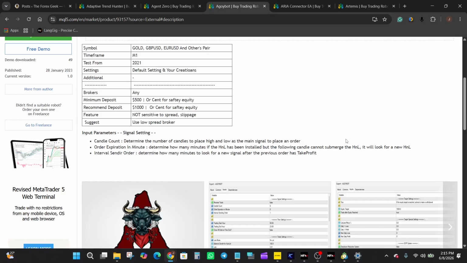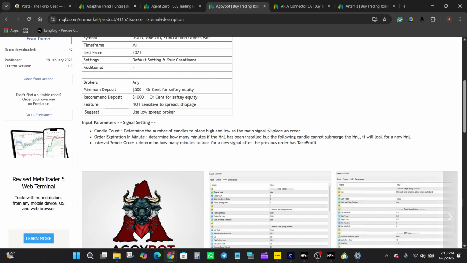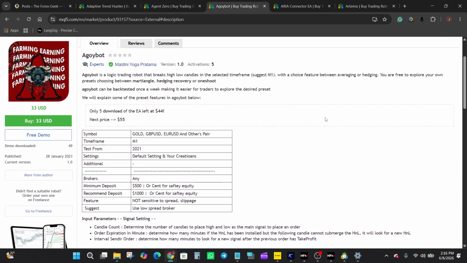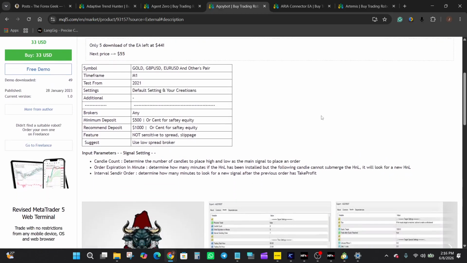Now let's move into the backtesting section and see how this EA behaves historically. When looking at backtesting results, I always like to focus on understanding how the system interacts with past market conditions rather than just the outcome itself. The goal here is to see how consistent the logic appears across different phases of the market. Okay, the developer mentions that this EA can even be backtested on a weekly basis, which suggests it may produce more frequent or cycle-based trading behavior.